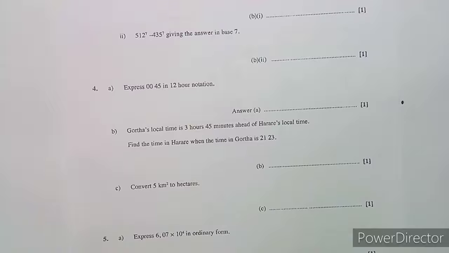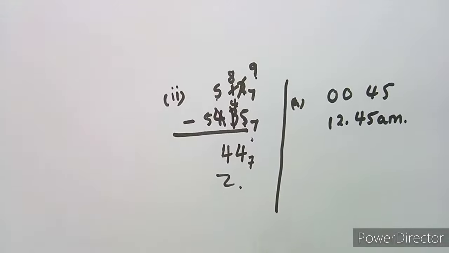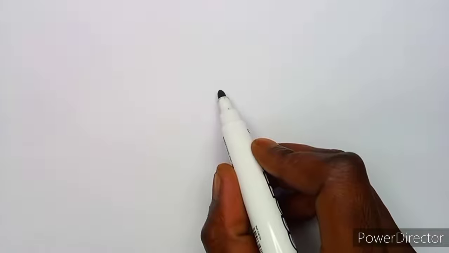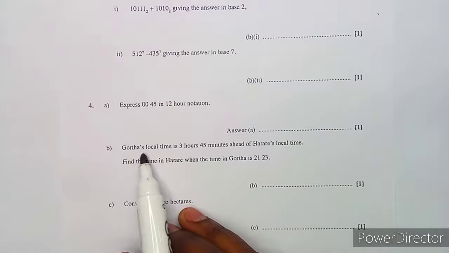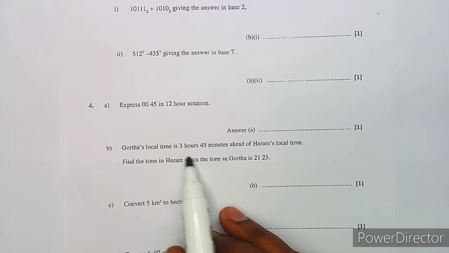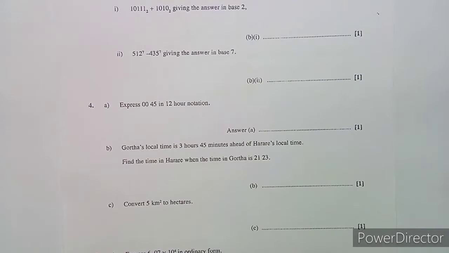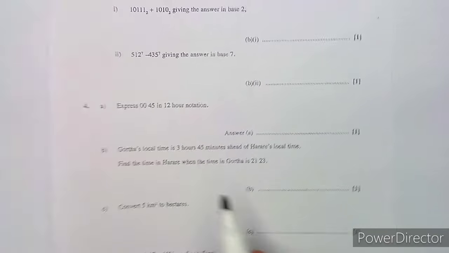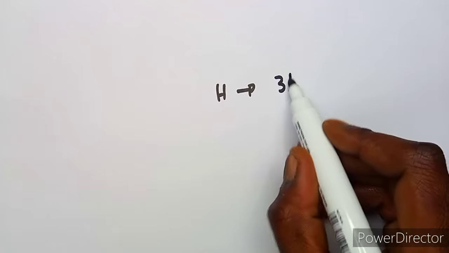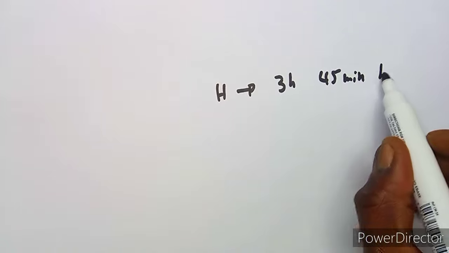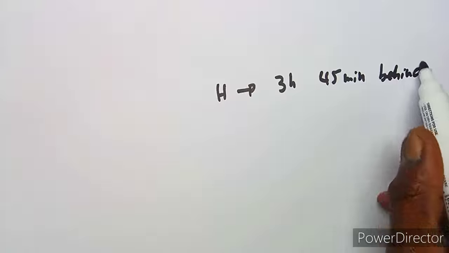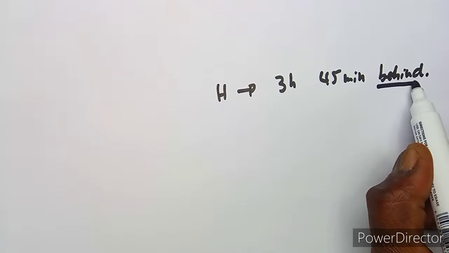We are saying this particular place is ahead, which means if we talk of Harare from Gotha's local time, it is going to be 3 hours 45 minutes behind, because this one is ahead, which means this is behind. So Harare is actually 3 hours 45 minutes behind, the opposite of what is happening. That one is ahead, so Harare is what is behind.